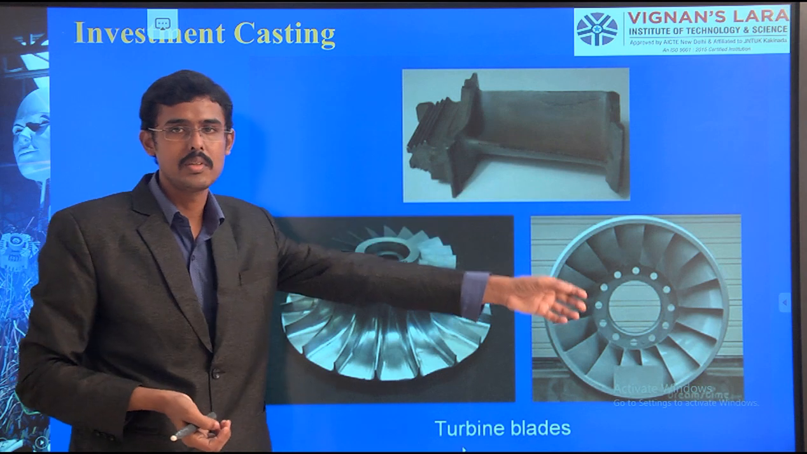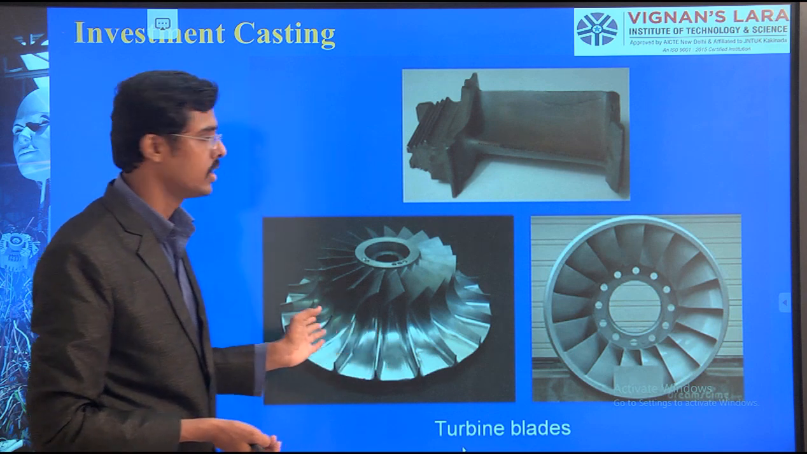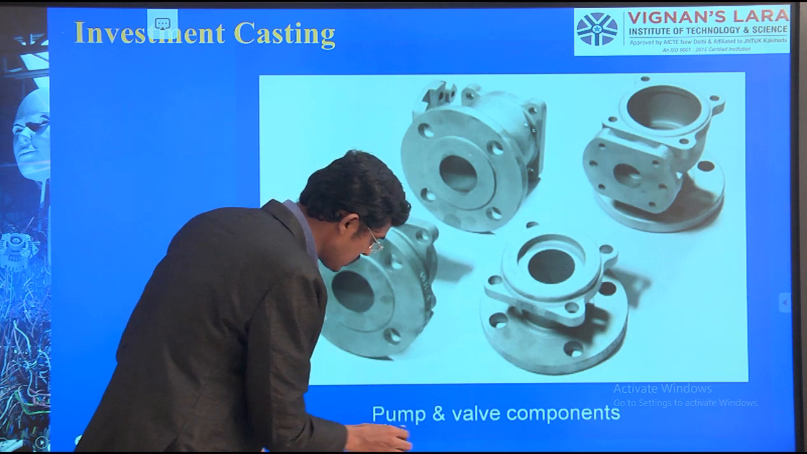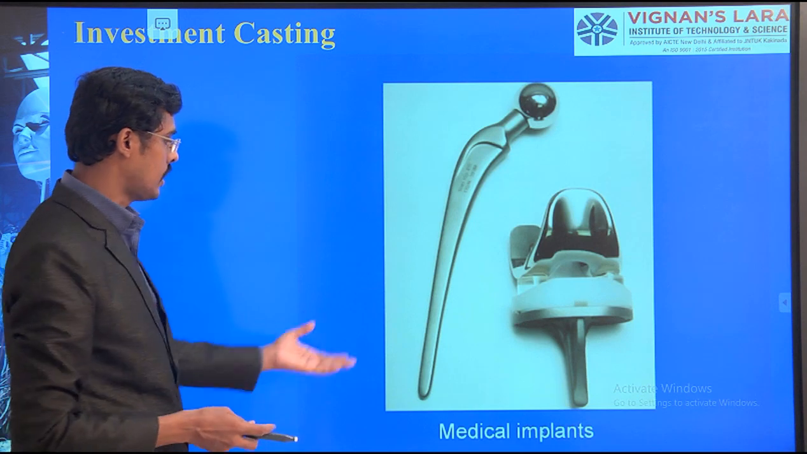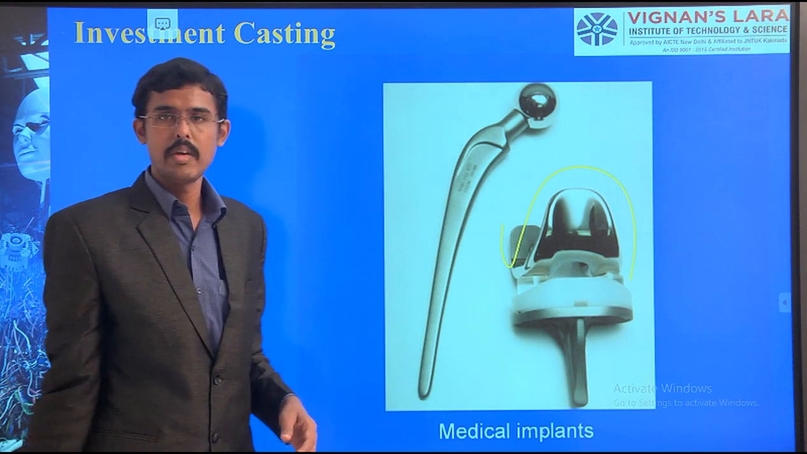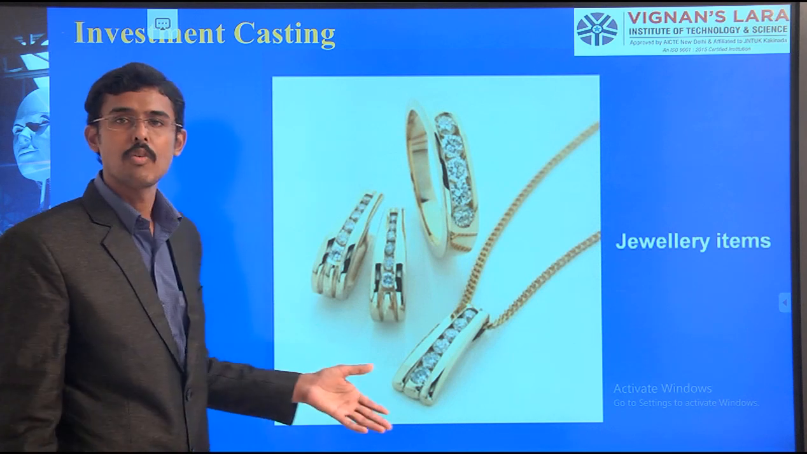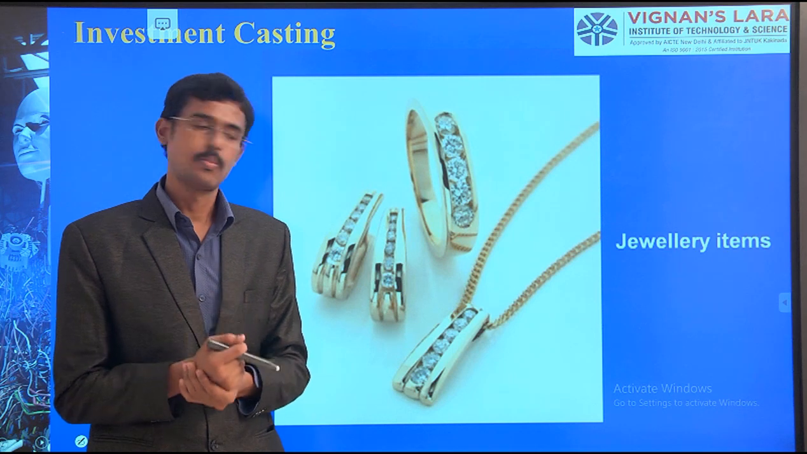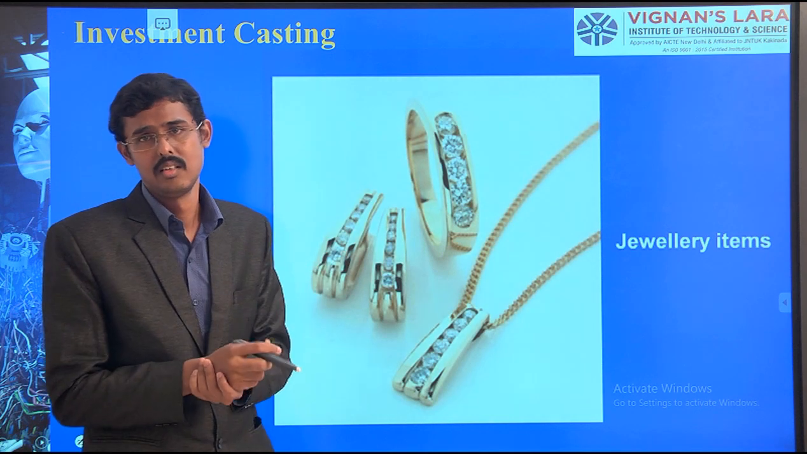So, such examples of applications, images I would like to show you. The turbine blades are made by this investment casting process. Some of the various pump and valve components are produced by this investment casting process. Other medical implants, the tooth wearing, are made by this investment casting process. See the jewelry components, which are all made by this investment casting process. So you can see the complex interactive special designs are there.